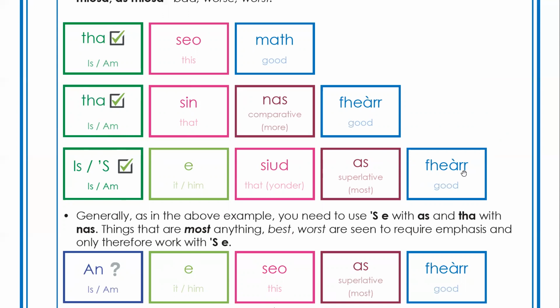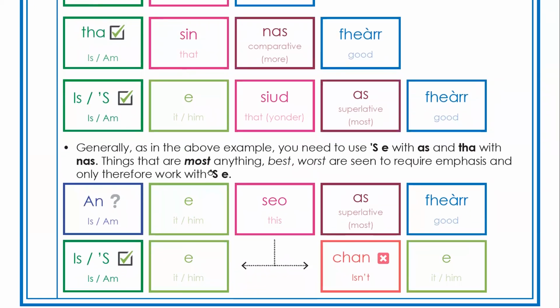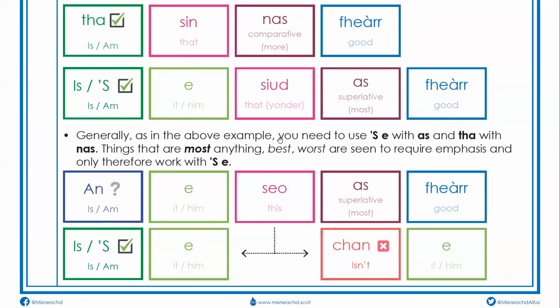Obviously, if something's the best, if it's the most of anything, then there's emphasis involved. You're making a claim that this is the most of anything. Therefore, it's an is sentence. So just to explain that, generally as in the example above, you need to use is with as and tá with nas. Things that are most anything, best, worst, are seen to require emphasis. So they only work with is. An é seo is fearr? Is this best? An é seo is fearr? And then obviously an é, the answer would be is é, ní hé.